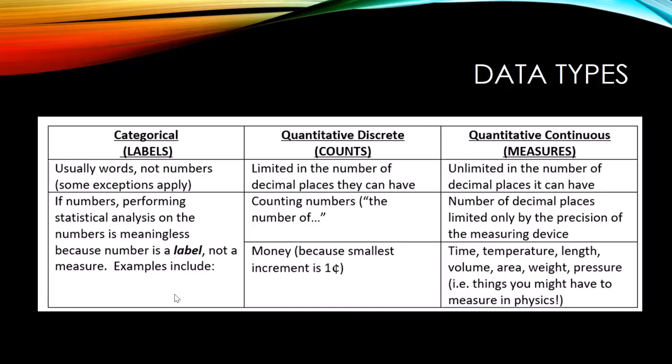Lastly, we have quantitative continuous, which are measures. They are unlimited in the number of digits they can have after the decimal place. In fact, that's limited only by the precision of the device you are using to measure whatever you're measuring. So the way I think about it is almost like a lab that you might see in physics or chemistry, right? If you have to take a lab science, you might have to measure time, temperature, length, volume, area, weight, pressure. All of those things are measurements.